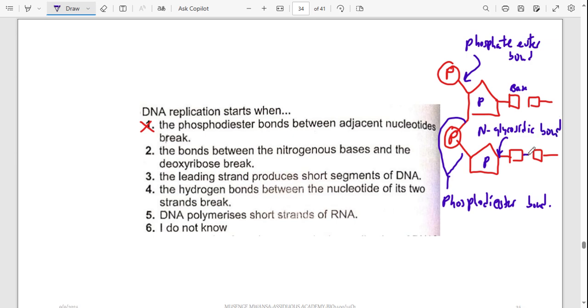What is going to be separated are the hydrogen bonds, 2 between adenine and thymine and 3 between guanine and cytosine. These are hydrogen bonds. These are the ones which are separated when replication is happening. So not between the base and the deoxyribose. Leading strand produces short segments. What produces short segments is the lagging strand. Hydrogen bonds between the nucleotides of its two strands break. Yes. DNA polymerase, short strands of RNA. No, that's not the bonds which are broken.